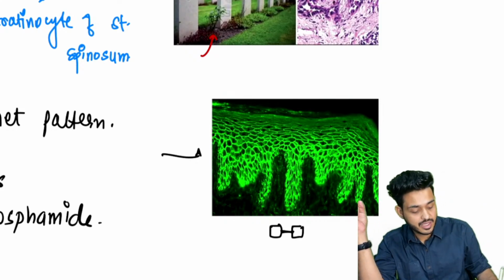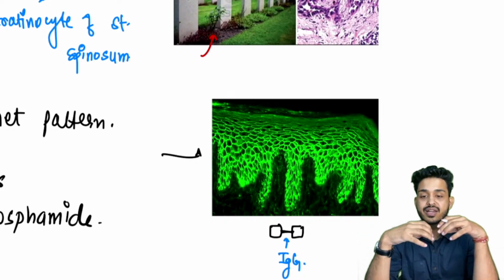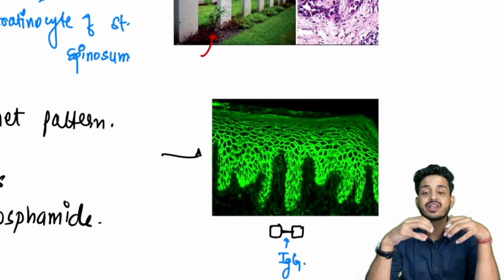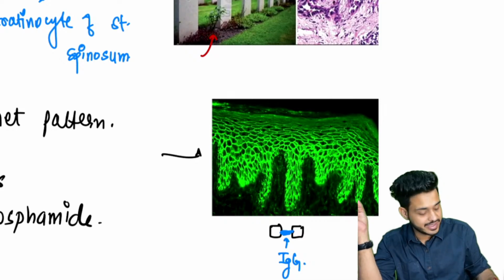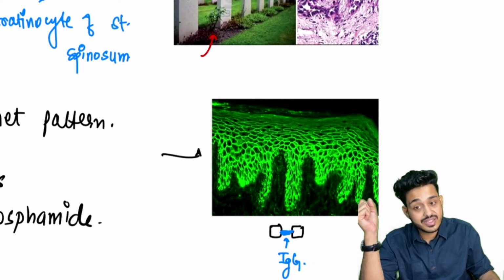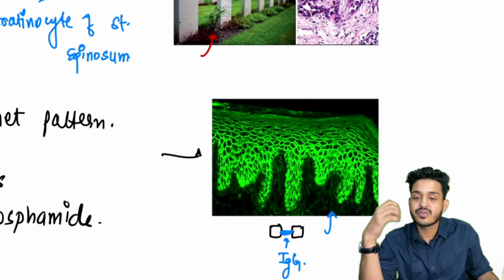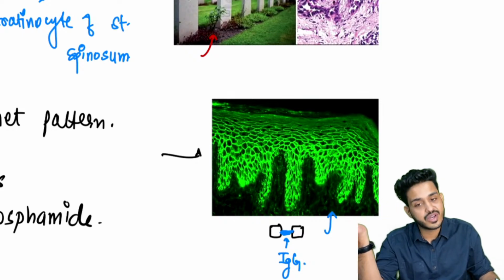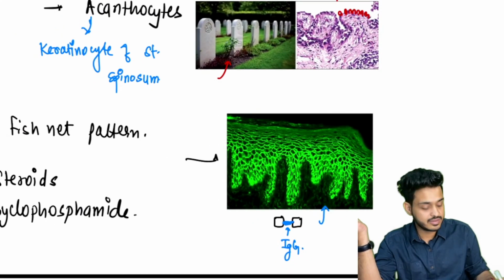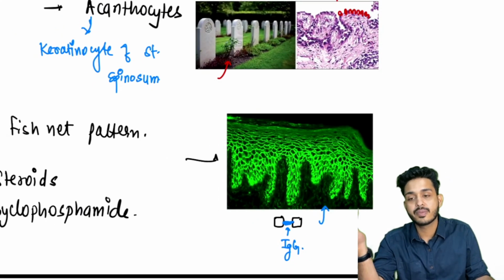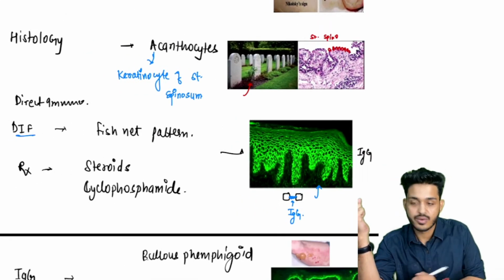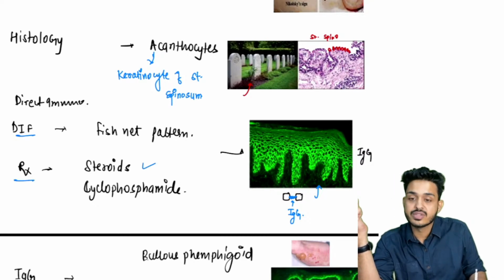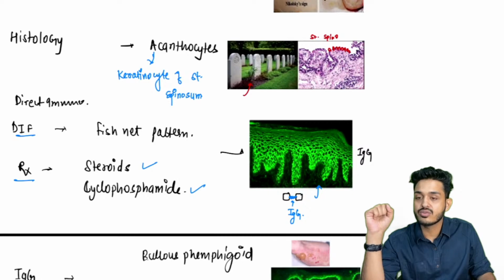There is formation of IgG antibody against desmosomes. Wherever these are found, there will be deposition of IgG, and because of that the structure looks like a fishnet pattern. That is direct immunofluorescence. How will you treat this? With the help of steroids, and we can also use cyclophosphamide.